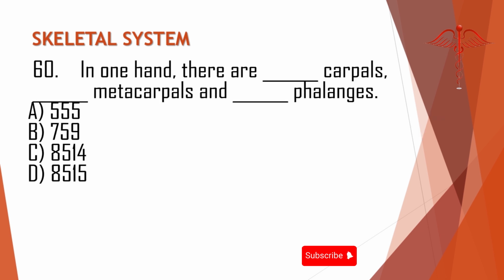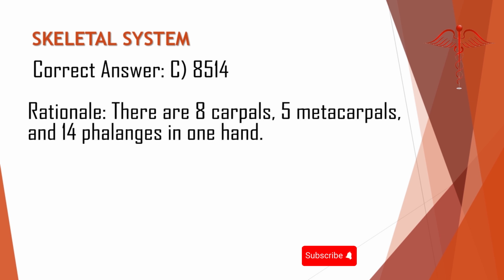60. In one hand, there are underscore carpals, underscore metacarpals, underscore phalanges. A. 5, 5, 5. B. 7, 5, 9. C. 8, 5, 14. D. 8, 5, 15. Correct answer, C. 8, 5, 14. Rationale: there are 8 carpals, 5 metacarpals, and 14 phalanges in one hand.